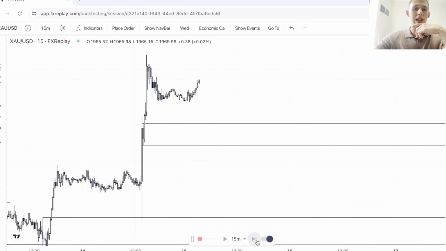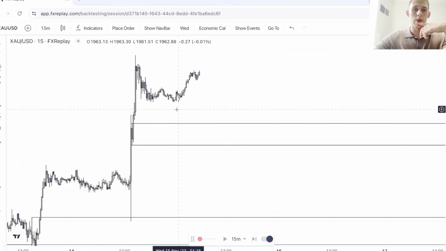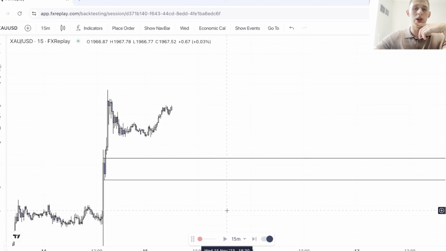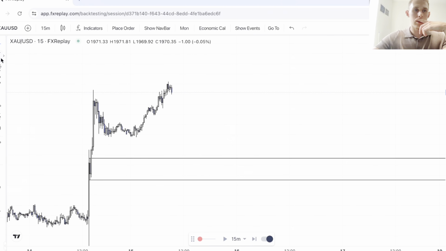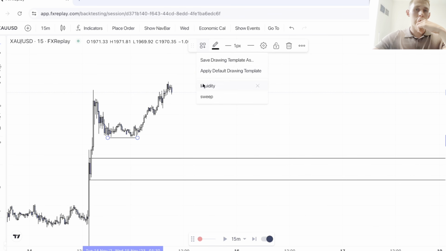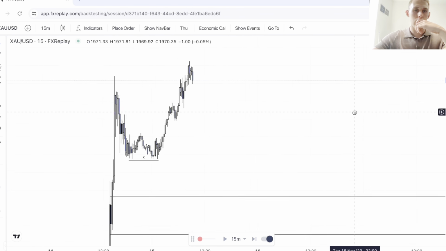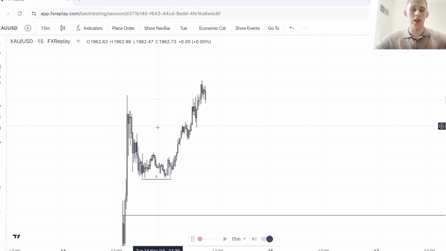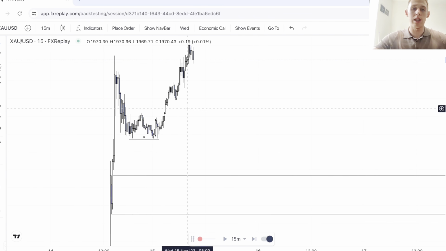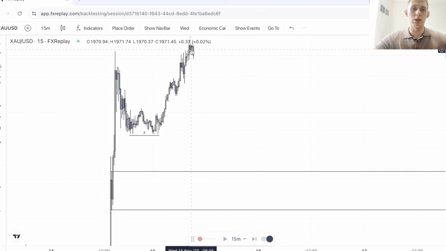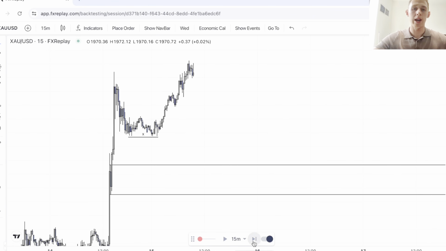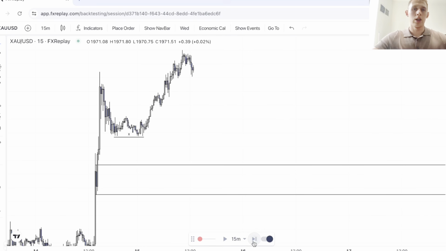I like how corrective this is moving as well. We formed these two equal lows. Just going to mark those on. Cool. And in a case like this, where we have demand below all of these equal lows, I wouldn't consider this a breaker structure to look for buys within this range, because I would look for price to sweep this before heading higher. So let's have a look.